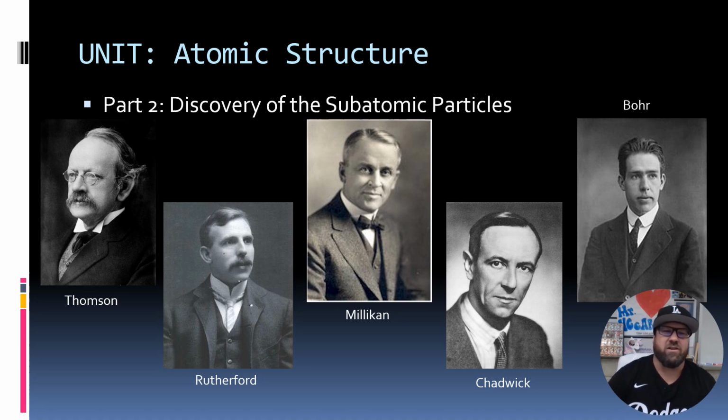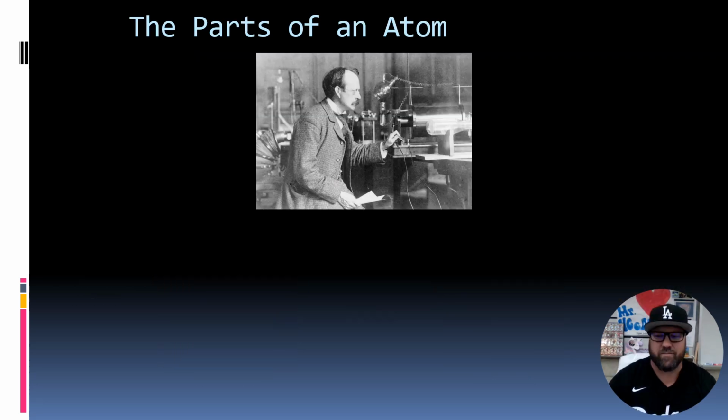This is continuing our lecture on the history of the atom and atomic structure. This is part 2, discovery of the subatomic particles, where we're going to take you on a journey through the discoveries of the subatomic particles: protons, neutrons, electrons, the nucleus, the electron cloud. We're going to talk about Thomson, Rutherford, Millikan, Chadwick, Bohr, and we'll finish with Heisenberg and Schrodinger. So thank you for being here and join me on this journey, and let's get started.